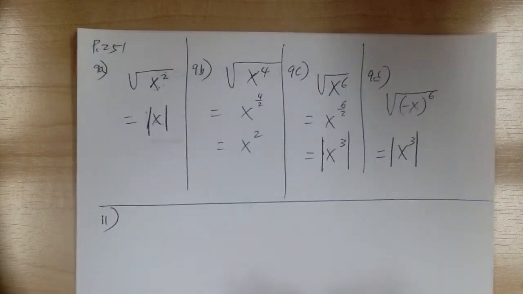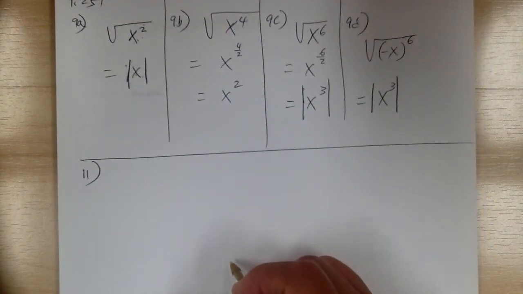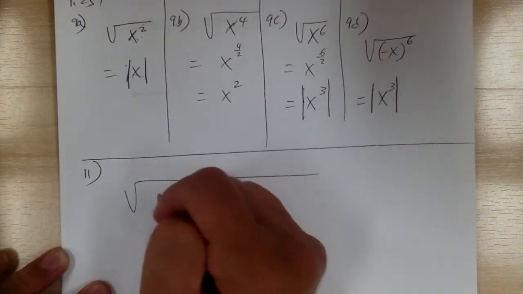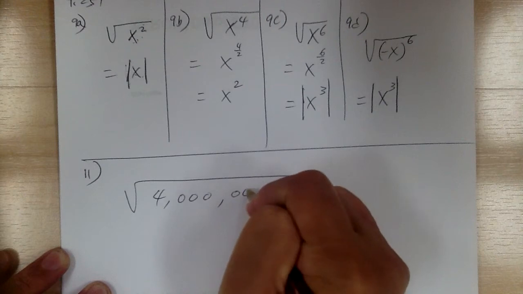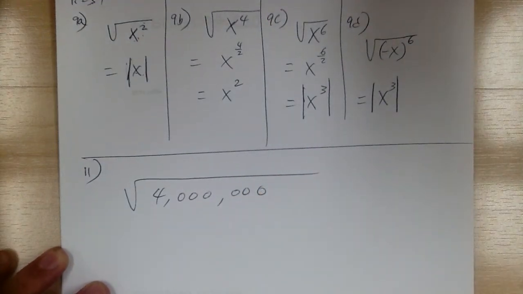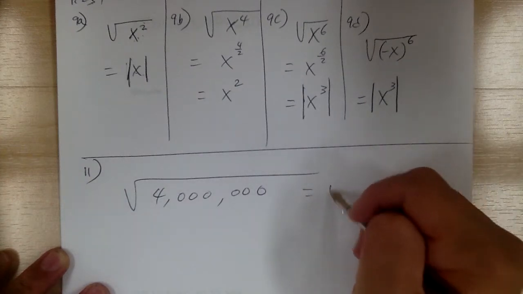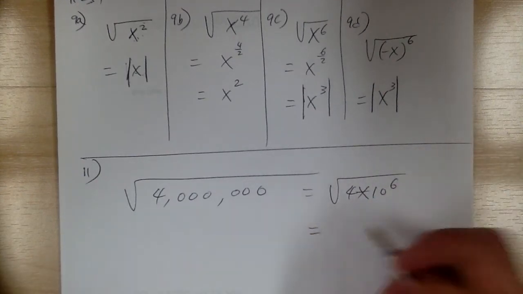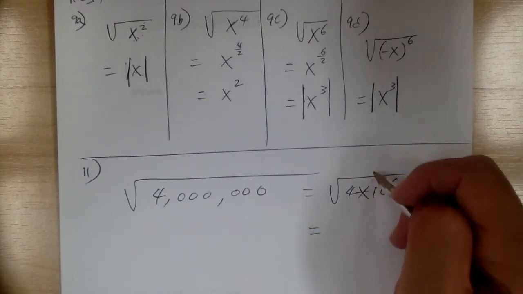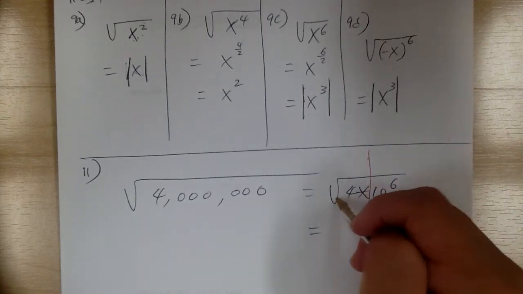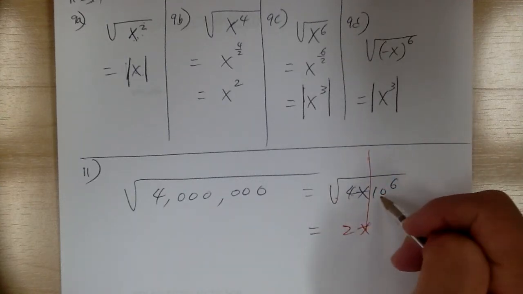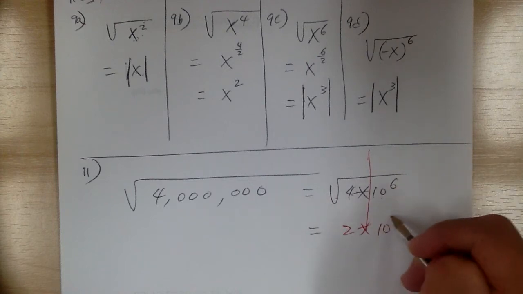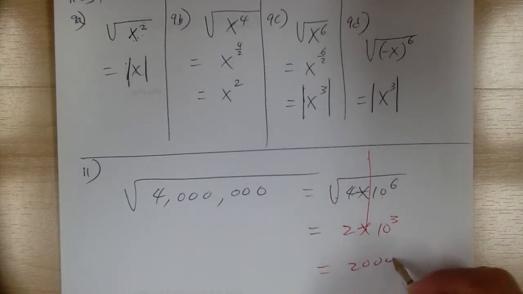Okay, let's go to number 11. It says find the principal square root of 4 million. So you're looking for the square root of 4 million. You have several ways you can do this. One way is by converting to scientific notation. It would be 4 times 10 to the 6th power. So square root of 4 is equal to 2, and square root of 10 to the 6 will be 10 to the 3. So this will equal 2,000.